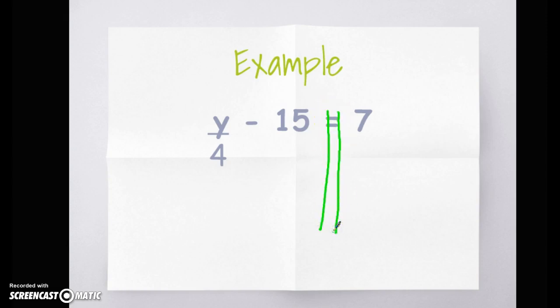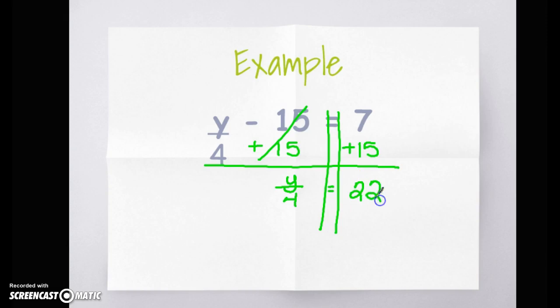So in looking at this problem, it says y divided by 4, remember that fraction bar means division, minus 15 equals 7. So this y divided by 4 is together. So the first thing I have to do is do the inverse of the negative 15 first, which is positive 15. So I'm going to do positive 15 on both sides. The negative 15 and positive 15 cancel out, leaving me with y divided by 4 equals, and then 7 plus 15 is 22.